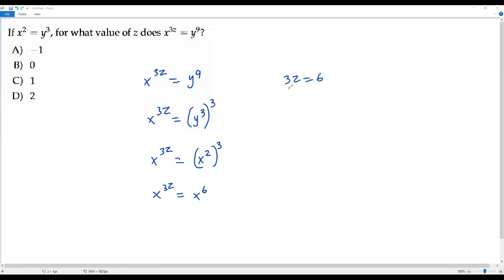Our aim is to find the value of z. So let me divide both sides by 3. When I do so, this 3 will cancel out. I am getting z equals 6 divided by 3, which is 2. Now I got the value of z, that is 2.